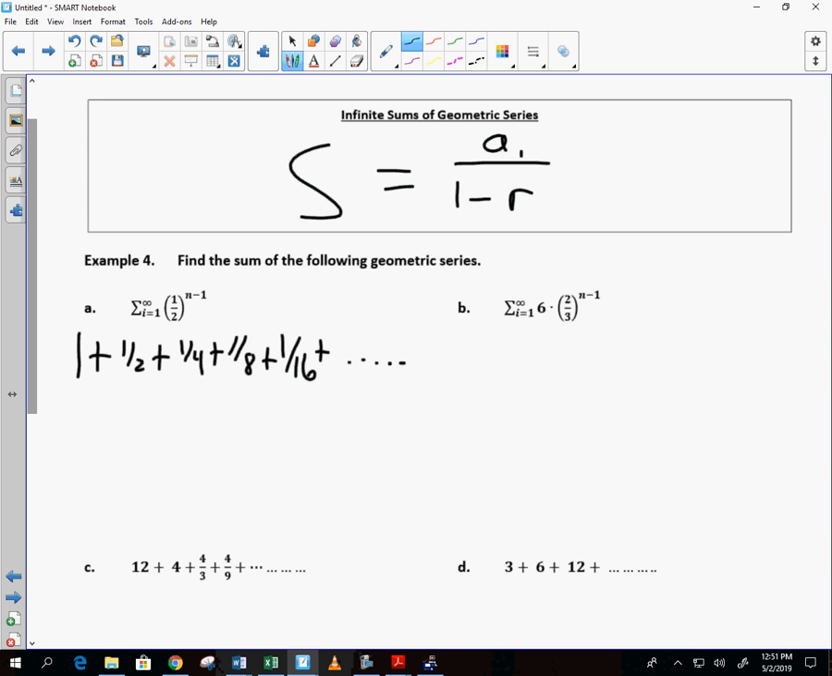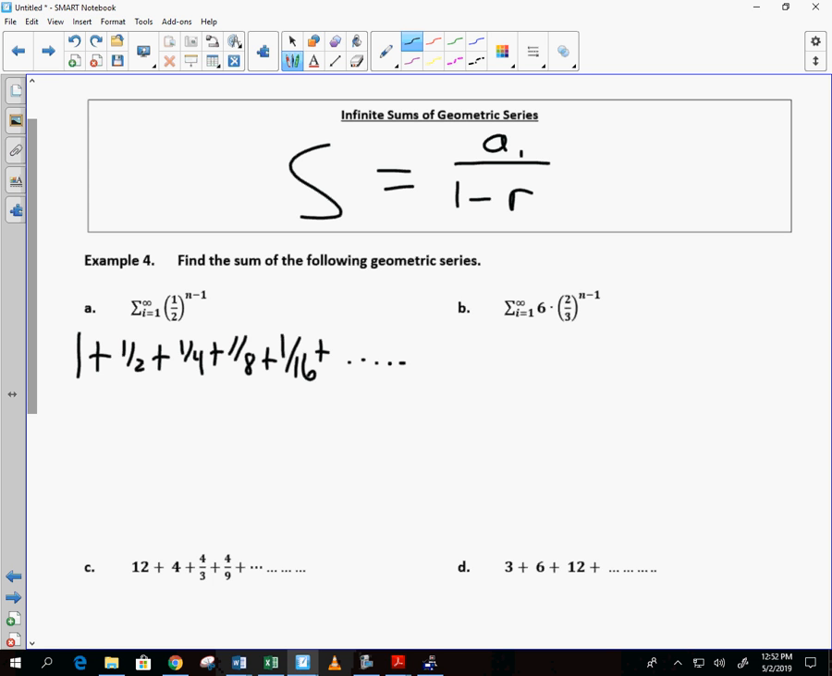Now here's the interesting thing. When you add these up, 1 plus 1/2 is 1 1/2. Plus 1/4 is 1 3/4. Plus 1/8 is 1 7/8. Plus 1/16 is 1 15/16. What is it getting really close to? 2. Right? 1 plus 1. So the second part, the fraction is getting really close to 1, right? Plus the 1, we got 2.